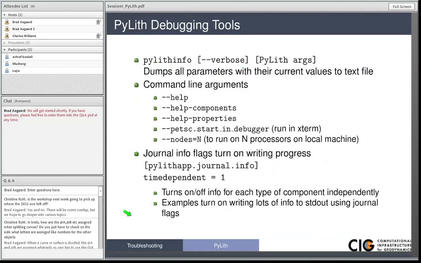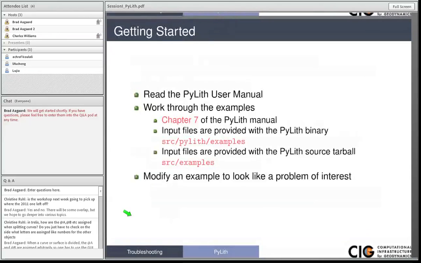Debugging tools are covered in the manual: pylithinfo, a script that dumps all the parameters and their current values to a text file. There are command line arguments, and we'll demonstrate how to use these, as well as the journal files. And finally, examples are in Chapter 7. If you're using the binary, the example files are in source/pylith/examples. If you're using the source tarball, they are in the source/examples directory.